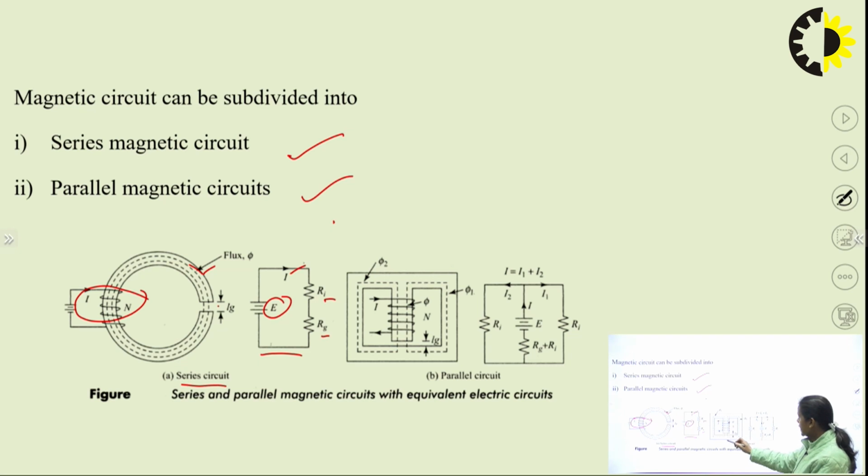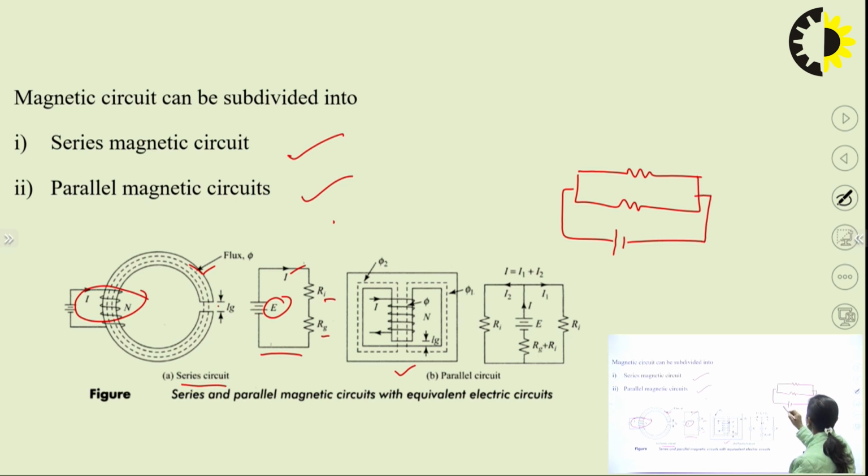And now this is the example of a parallel circuit. If we talk about a parallel electrical circuit, suppose two resistances are here, and the supply is connected like this. So the current will get divided. If the total current is I, then we have I1 and I2. If current divides, it means these two branches are in parallel. In a similar way, the flux which is produced here is getting divided into these two limbs. So this is a parallel magnetic circuit.